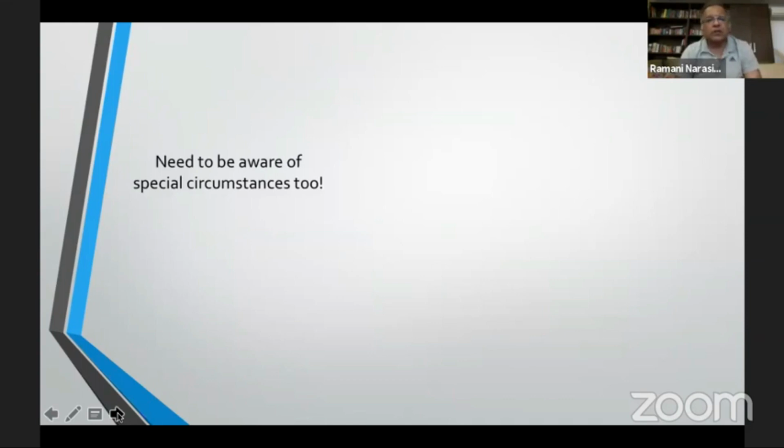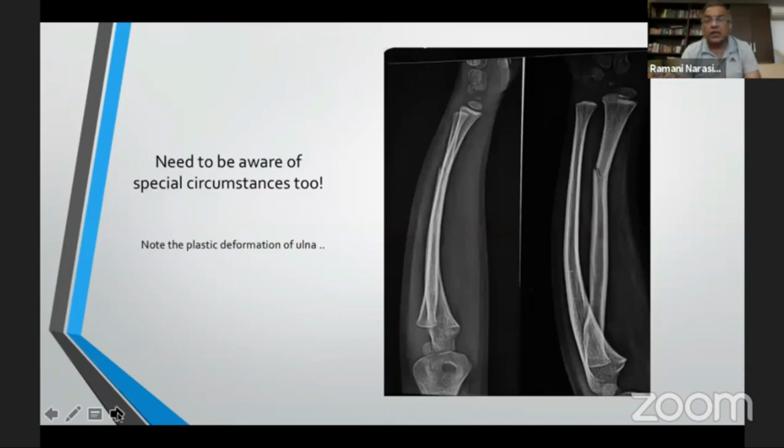We also need to be aware of these special circumstances where there is a plastic deformation of the ulna, and these are extremely difficult to reduce on an OPD basis.